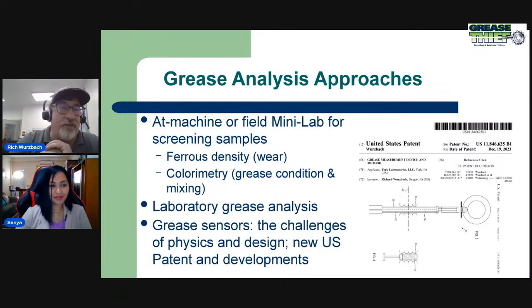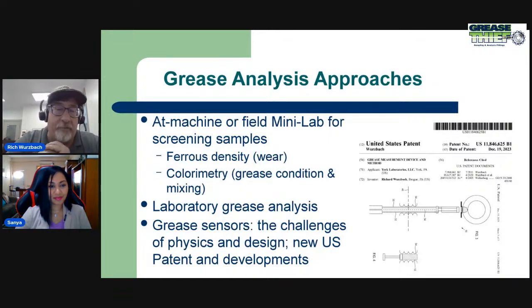But what happens with a sensor that you put into grease? The grease sticks to it. Yeah, and that's what you get. Guess what? A grease sensor rarely changes the measured parameter because it's measuring the grease that got stuck to it. Yep, so that's the challenge.